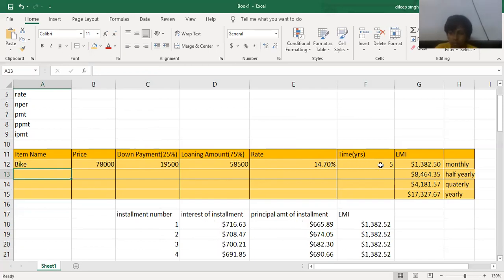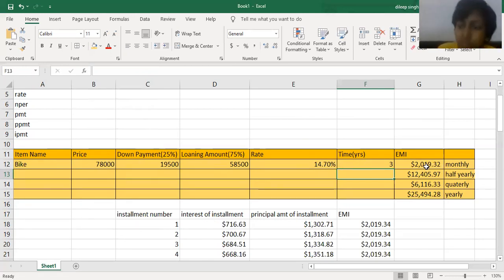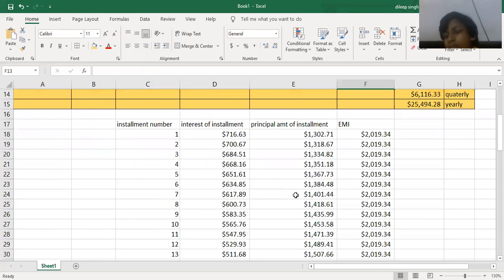If a customer says that I want to pay all the installments of the loaning amount within 3 years, so what will the EMI be? Just type here 3 years. So it will analyze according to 3 years. Just see there. According to 3 years, they have to pay 2,019 rupees monthly, and half yearly they have to pay 12,405 rupees 97 paise, and similarly quarterly 6,116.33, and yearly that is 25,494.28, right? Accordingly, it will also change.